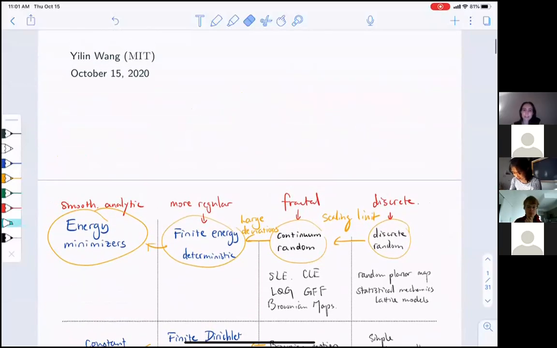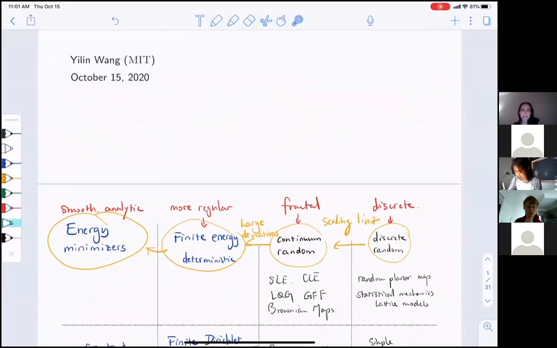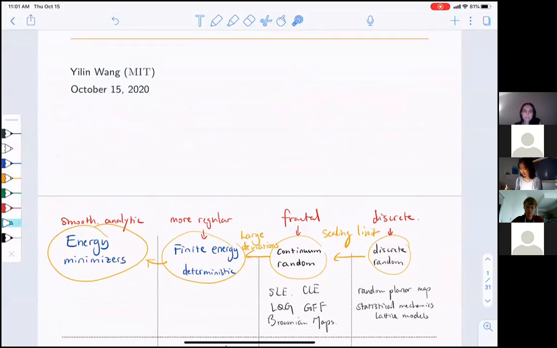Here, this is a diagram. So by random conformal geometry, these are sitting in this box. And by that, usually I mean it's two-dimensional continuum random systems. Examples, here's definitely not an exhaustive list, but just some examples.